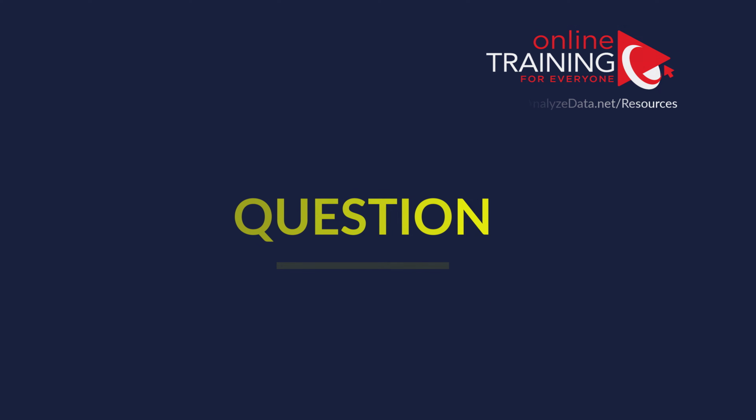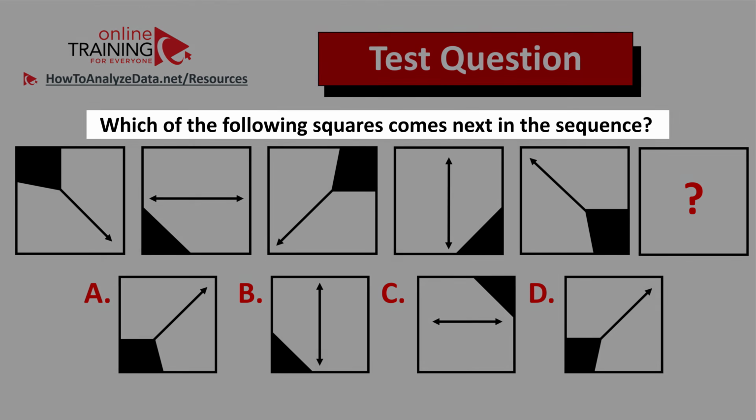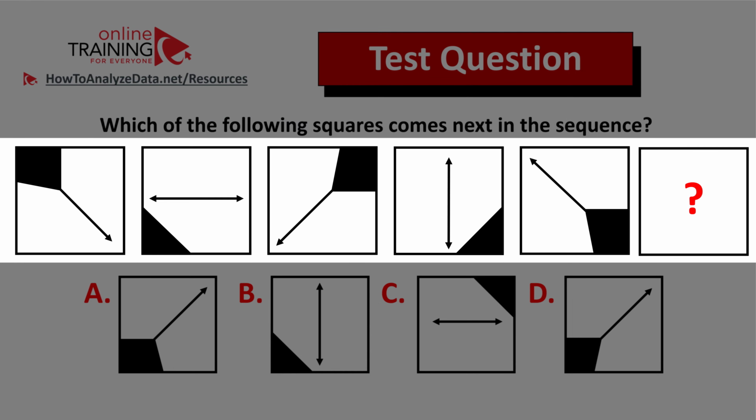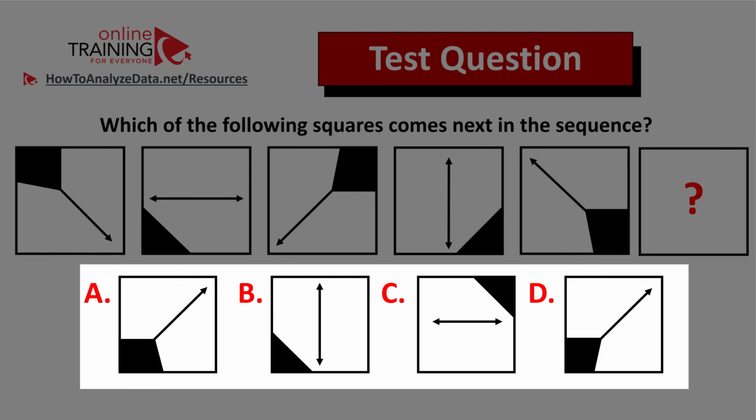Let me share with you a tricky question which tests your pattern recognition, reasoning, as well as analytical skills. Which of the following squares comes next in the sequence? You're presented with the sequence of 6 squares, and square number 6 is missing. And you need to pick it out of 4 different choices: choice A, B, C, and D.